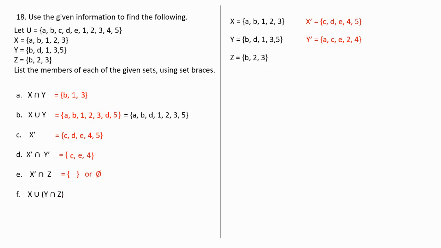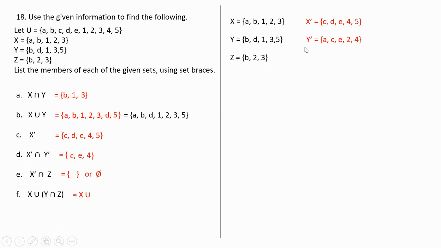Okay, now for F, we have X union parentheses Y intersects Z. Here we have to follow the order of operations, which means first we need to do the parentheses. So we have Y intersects Z. Right, so let's put X union... What is Y intersects Z?